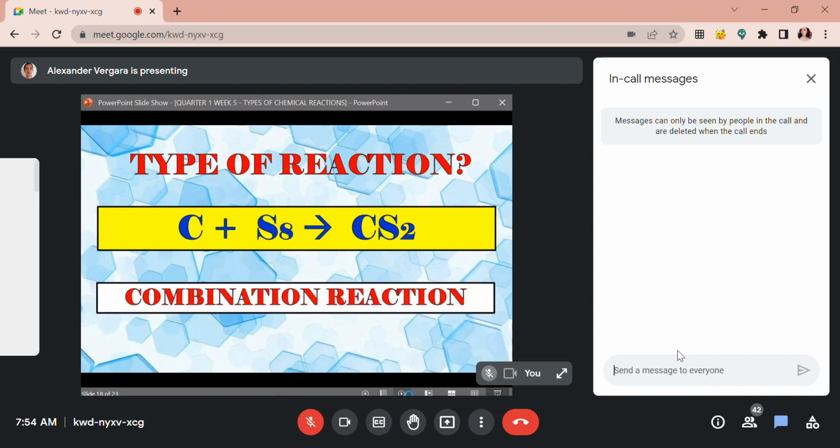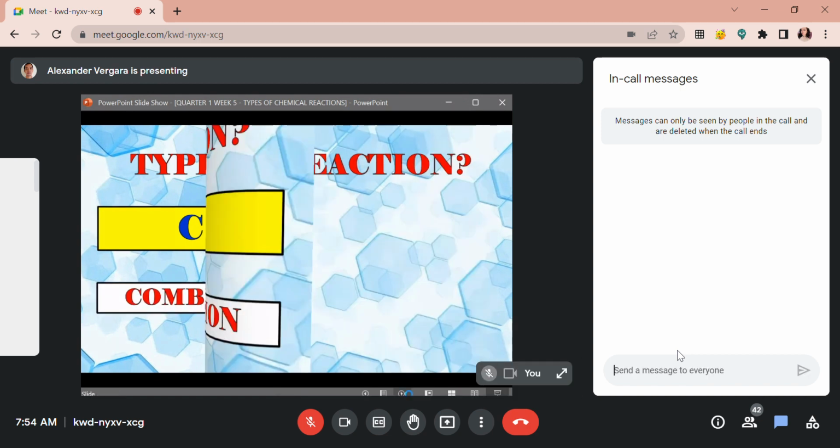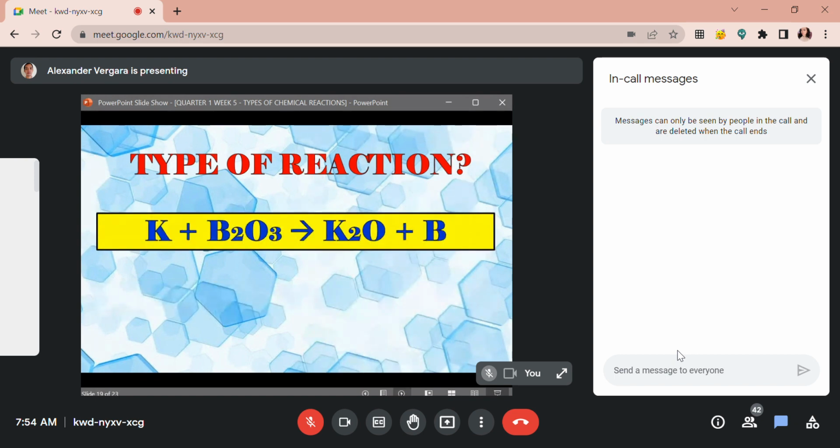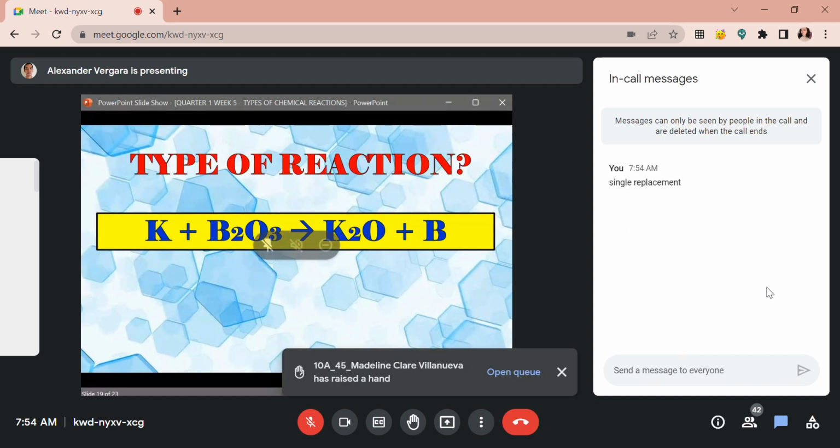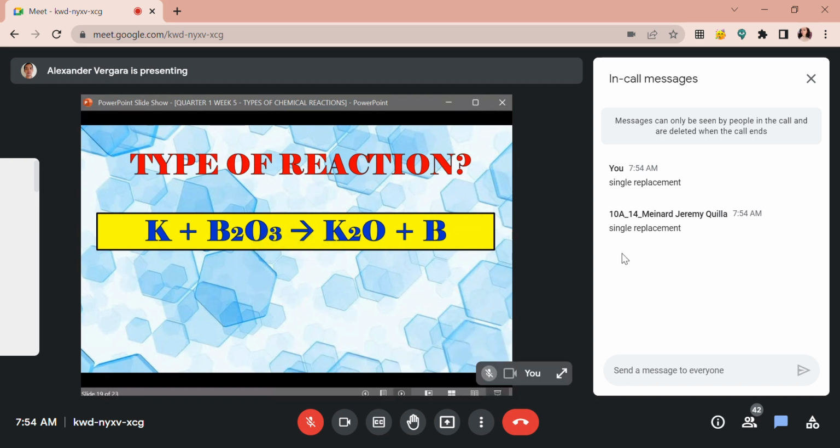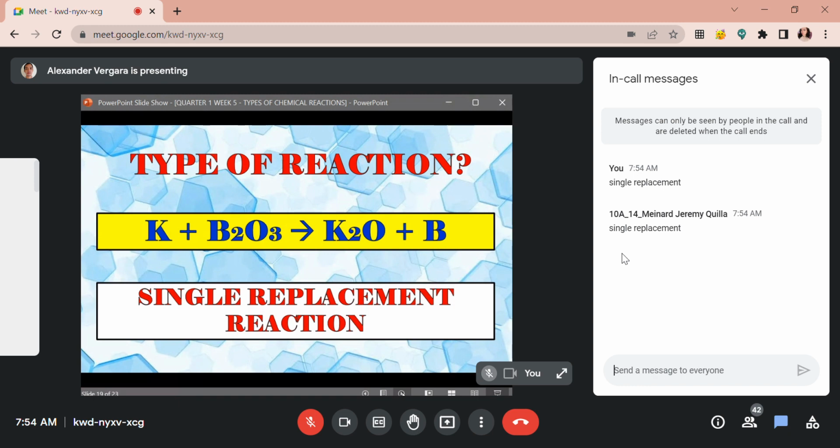Very good. This is a combination reaction. What about this one? Please check. Again, you can type your answer in the chat box. According to Pavi, single replacement. Yes, Maynard, single replacement po. Okay, single replacement reaction. Very good.